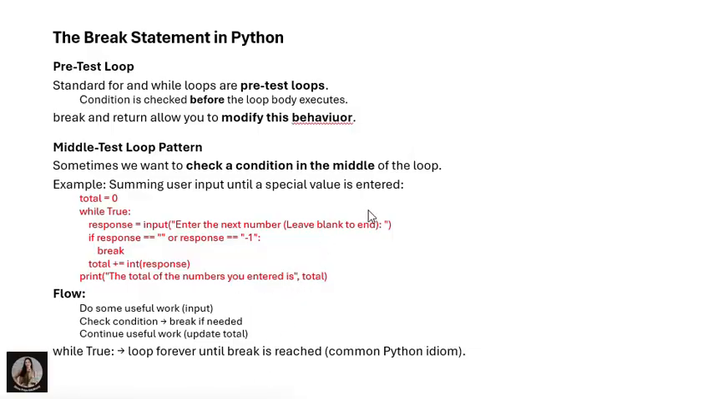The sum of 10, 20 and 30 is 60. That's the output I will get. Here you have to enter the input and check the condition, break if needed. If I enter -1 or a blank space, it will break the loop immediately. Otherwise, continue the useful work and update the total. Continue with the remaining inputs and give the output, updating the total.